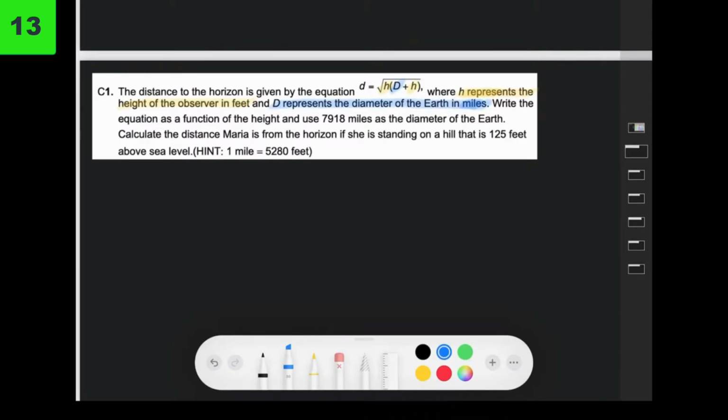Write the equation as a function of the height and use 7,918 miles as the diameter of the Earth. So they're telling us that. Calculate the distance Maria is from the horizon if she is standing on a hill that is 125 feet above sea level. Okay, so I have this. I'm gonna go back. And I know that she's 125 feet, so that's what I'm gonna use in my formula.